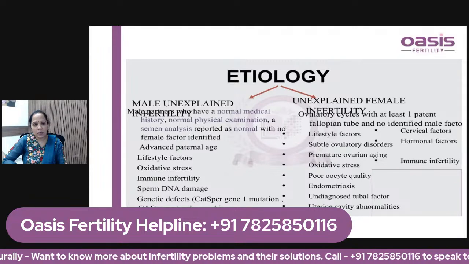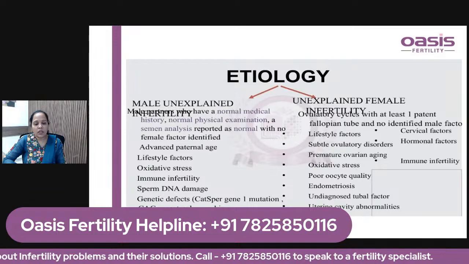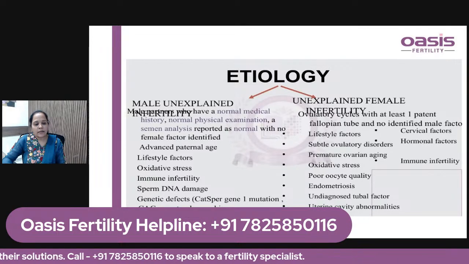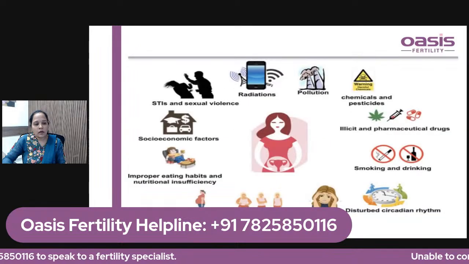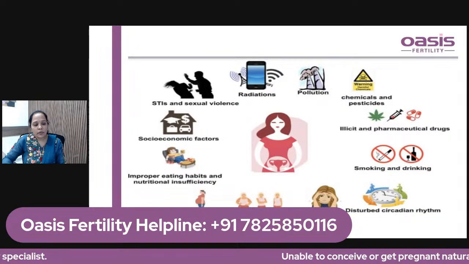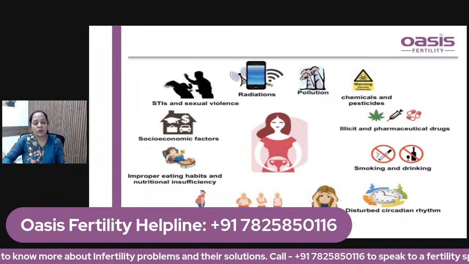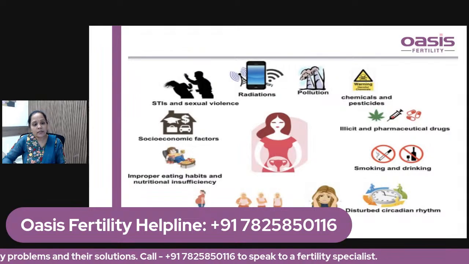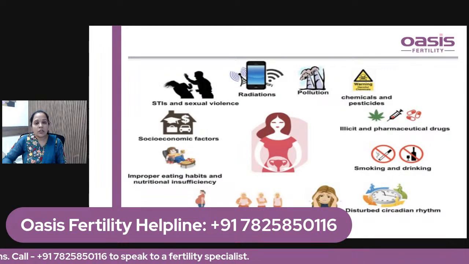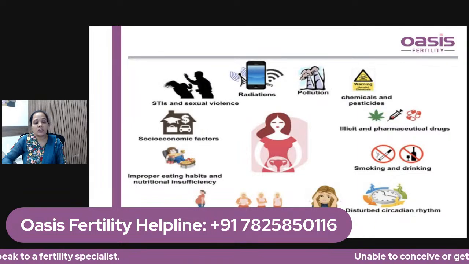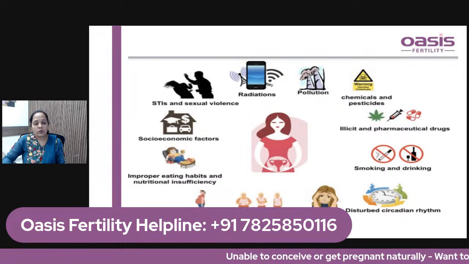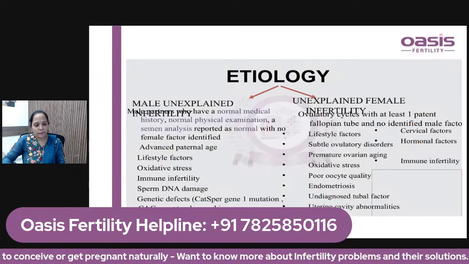Next, after male unexplained infertility, we have female unexplained infertility, and some of the listed reasons in a female that contribute to unexplained infertility include again the lifestyle factors as discussed. In a female, because of improper eating habits and nutritional insufficiency or obesity, or because of disturbed circadian rhythm, smoking, alcohol consumption, or intake of recreational drugs, exposure to chemicals, pesticides, electromagnetic radiation, or because of sexually transmitted infections. These are all the risk factors, or some of the changes in the lifestyle, that are a contributory factor for unexplained infertility.